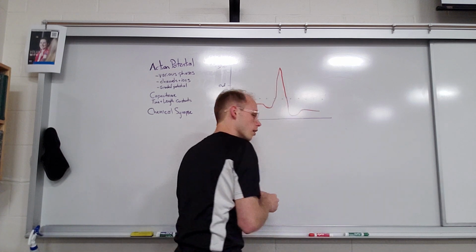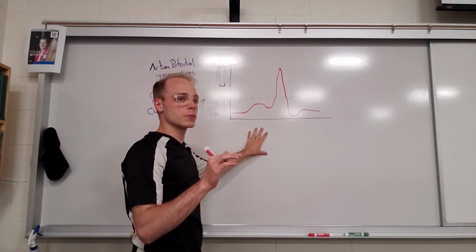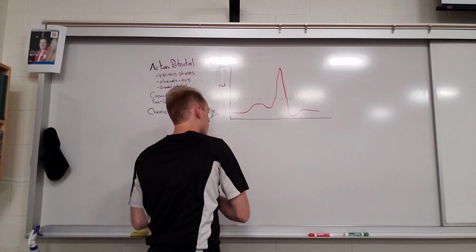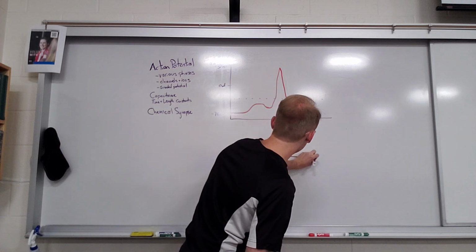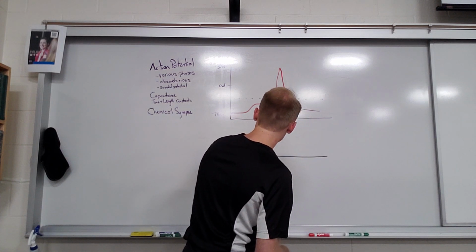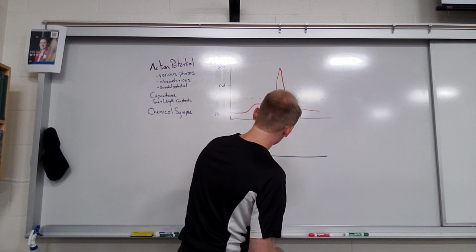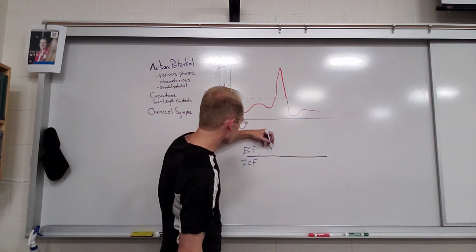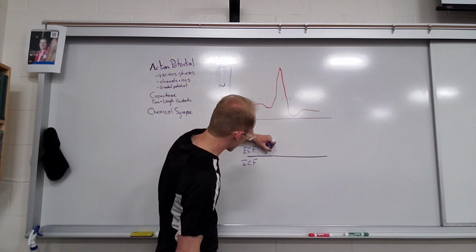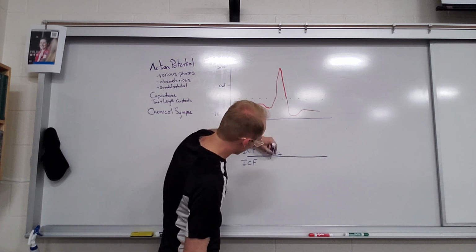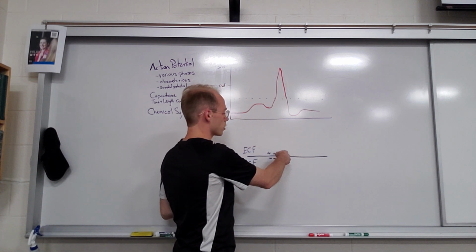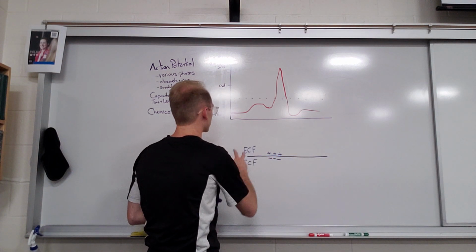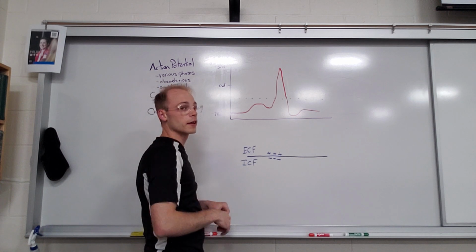So this is a drawing of what an action potential looks like in terms of voltage across that membrane. We have ECF, ICF, cell membrane. So this graph describes the change in charges across the membrane. So that spike would be like a big change in that positive and negative ratio.